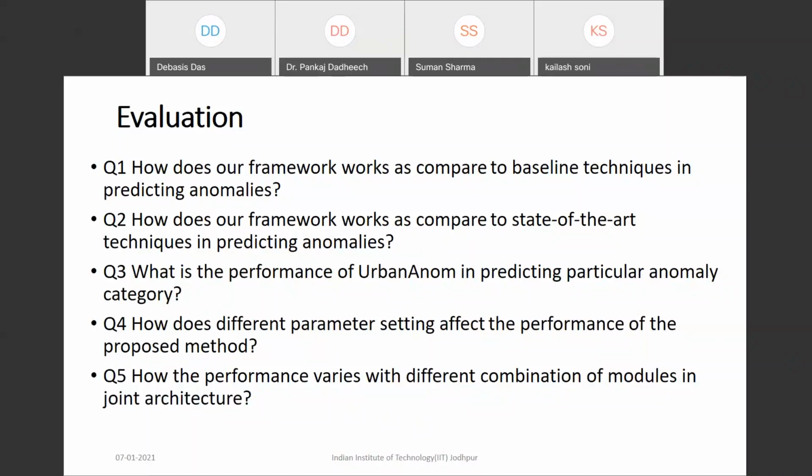Based on these five types of evaluation, the first one is your baseline model, which you have to check. Then you check the state of the art model. Then you check predicting the particular category: which category of anomaly you want to predict, or which category of application. Application is very important. Then what are the parameter settings for those applications, how you tune the parameters and the model. Finally, you check how you integrate all this, the combination of all these modules, how you join them into the architecture.